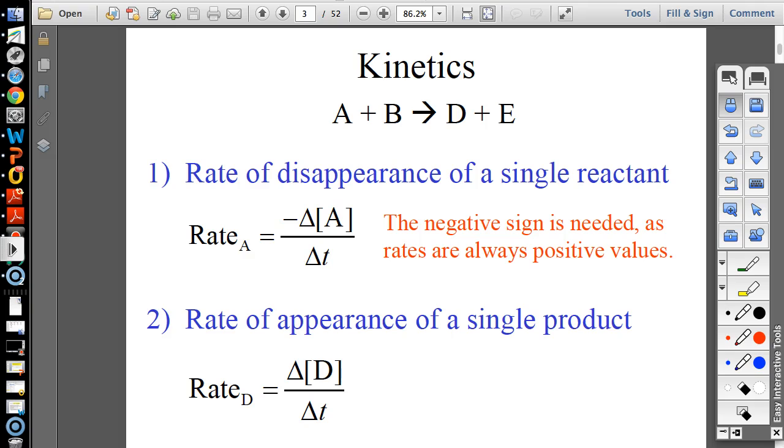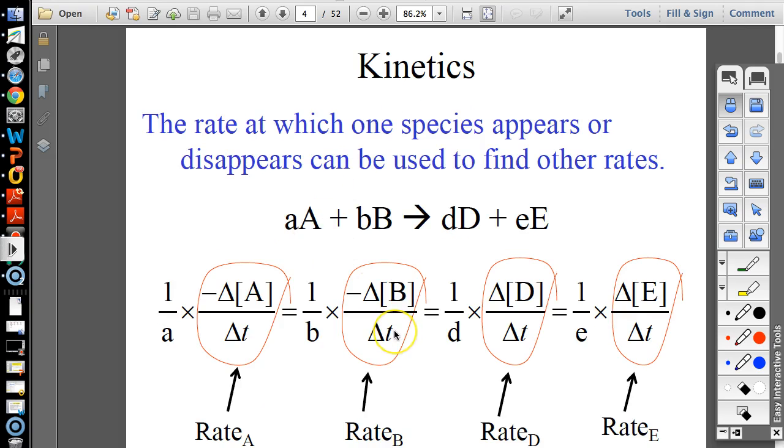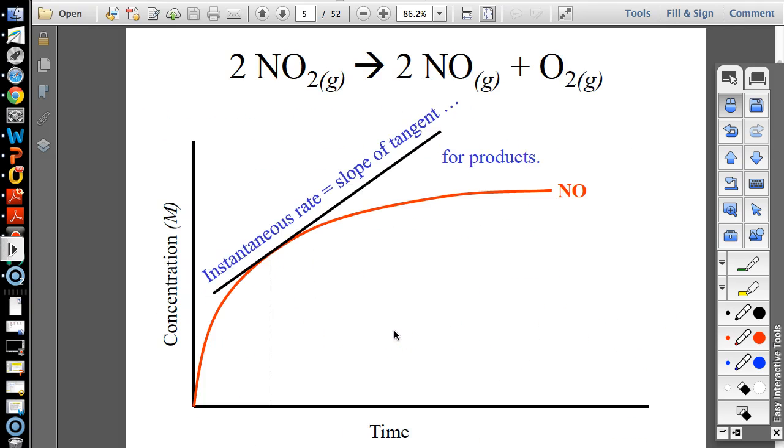It's going to turn into products. You don't have to do that with a product because it's going to increase, so it's going to be positive anyway. This was a crazy slide. I made all better. Instantaneous rate is slope of tangents.